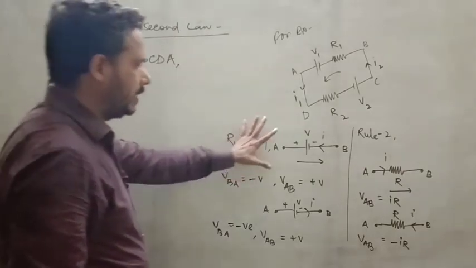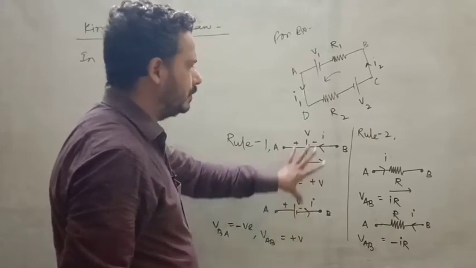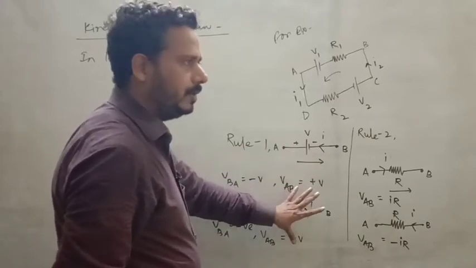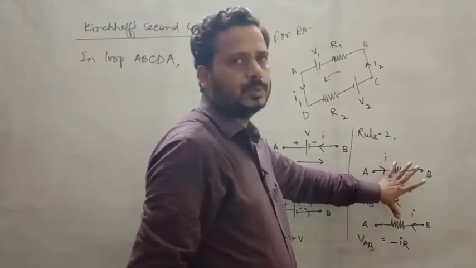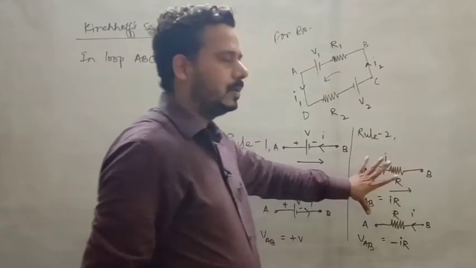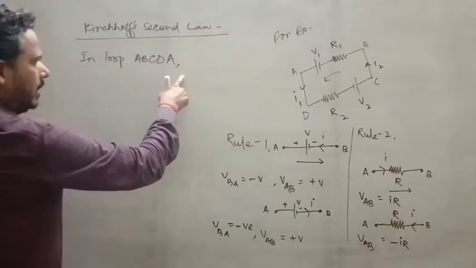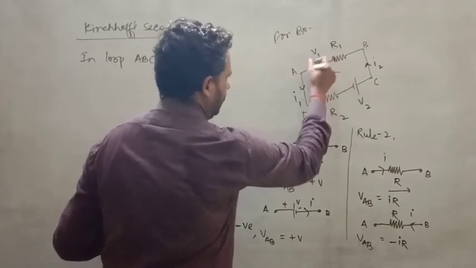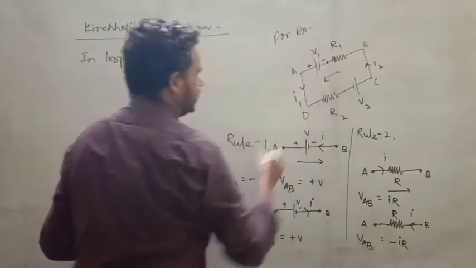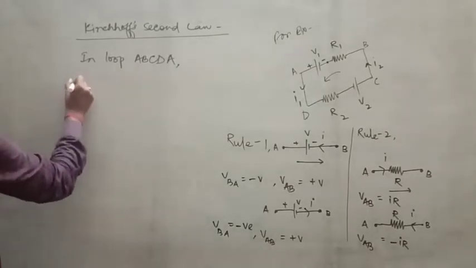Otherwise, whatever I said, you can take the reverse. So the reverse is also true, but whenever you take the reverse in this section, then you have to take the reverse in this section also. Okay, so see, in loop A, B, C, D, A, now you are going from here to there first of all. That is from higher to lower potential, that means your V1 is positive.